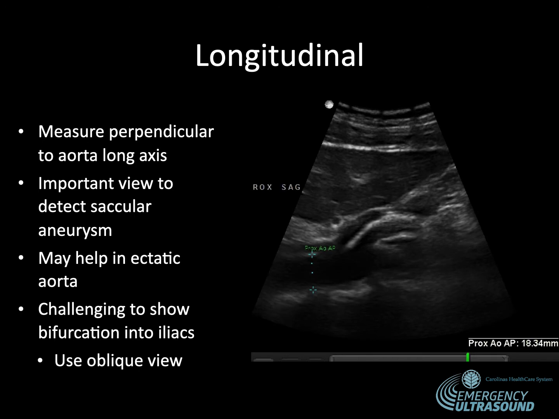In the longitudinal axis, we want to look and we want to see the celiac vessel and the SMA branching off. We want to make sure that we are measuring perpendicular to the aorta in the long axis. This is going to be a critical view in order to detect a saccular aneurysm. It also may help in determining if it's an ectatic aorta.